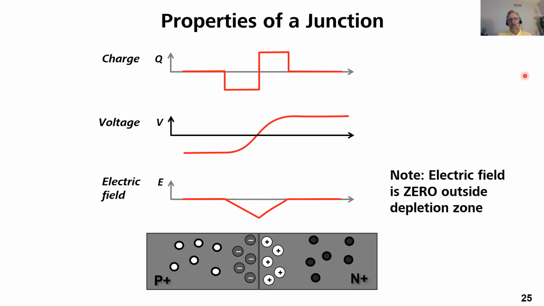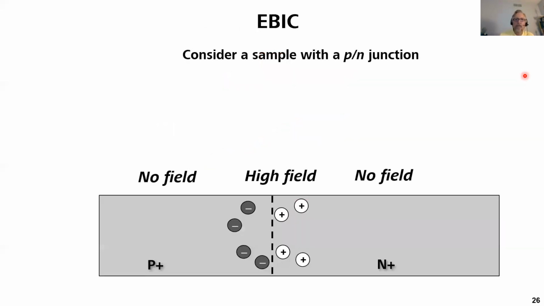The thing that's important to note for this technique is the electric field is 0 outside of the depletion zone. Consider a sample with a PN junction, and you have to remember, again, that the P+ side has no field, there's a high field at the depletion zone and no field again at the N+ side.